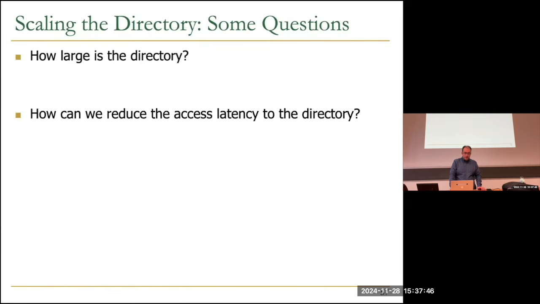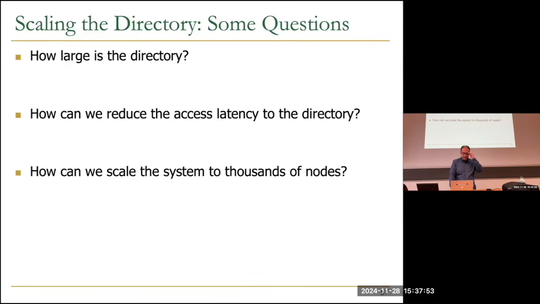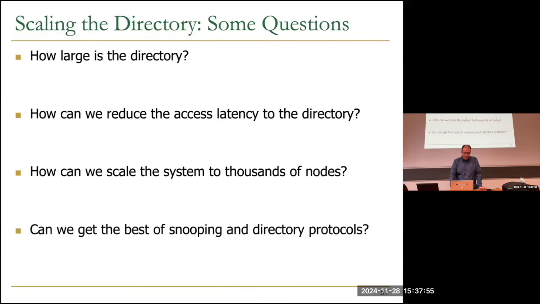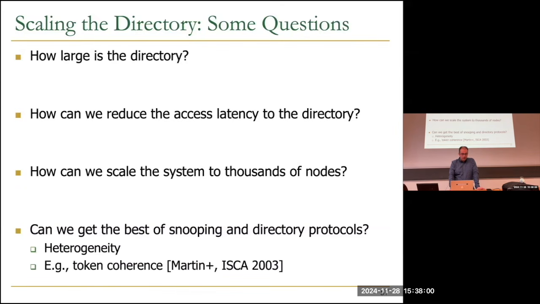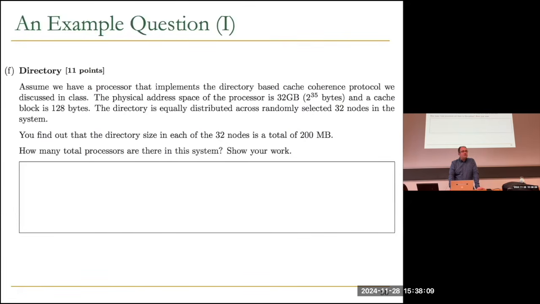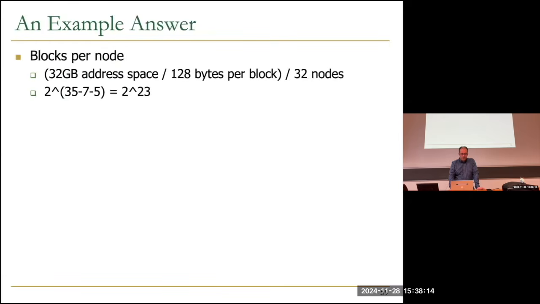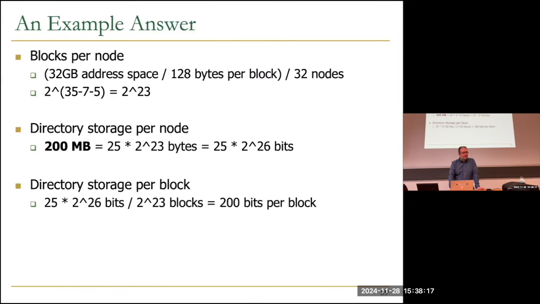So how large is the directory? These are some scaling questions. How large is the directory? How can we reduce the access latency to the directory? How can we scale the system to thousands of nodes? Can we get the best of snooping and directory protocols with heterogeneity? You can check token coherence, a very nice paper that takes advantage of both. And again, this is also a very nice topic for the exam. You can see an example question here. I'm not going to review the answer, you can see it later.